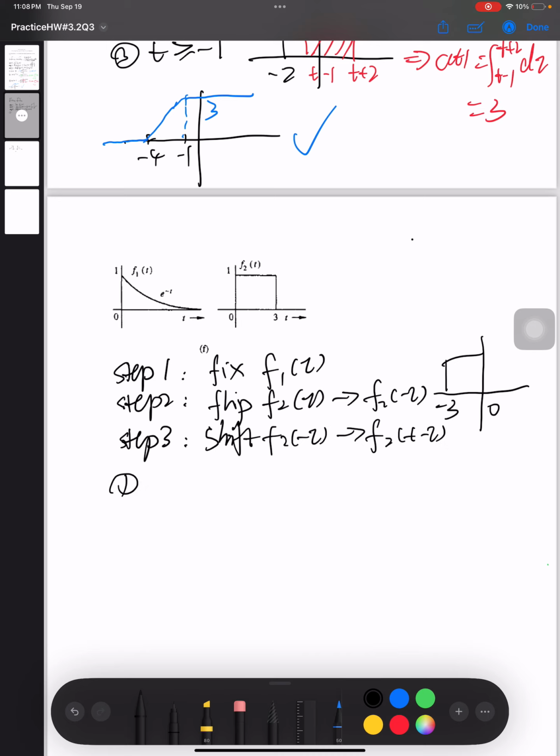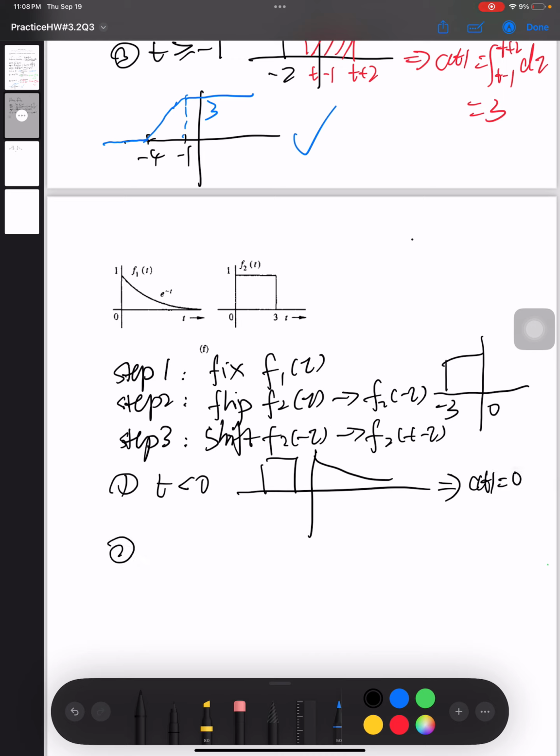And we need to consider different t, which is basically 3 different situations. One, t is smaller than 0. So we can plot something like this. So there's no overlap at all. So c(t) equals 0.